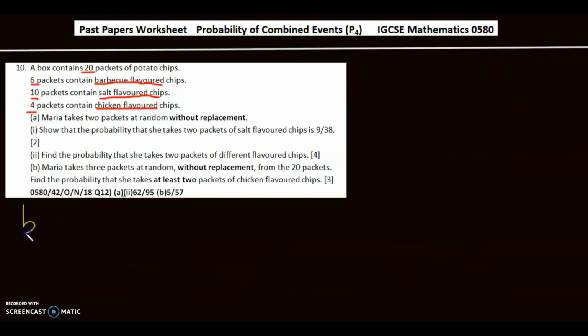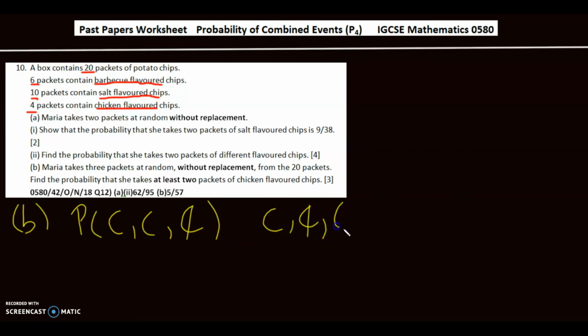Okay, part B. Maria takes 3 packets at random without replacement from the 20 packets. Find the probability that she takes at least 2 packets of chicken flavored chips. Okay, so that means we're finding the probability of getting a chicken flavor, then again chicken flavor, and then not getting a chicken flavor. Also, Maria might get chicken first, and then not chicken, and then chicken flavored, or there's a third case that the first one is not chicken, the other 2 are chicken.